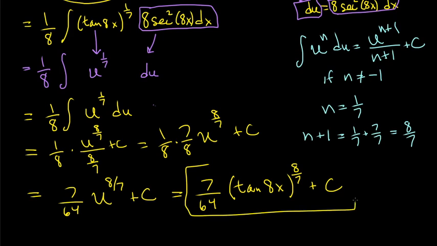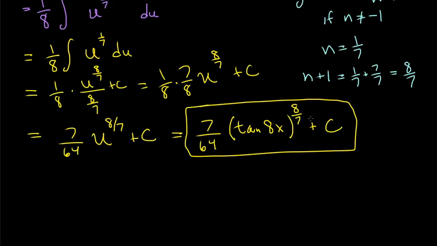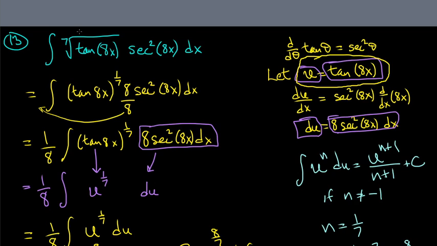And I think we're done. I think that's it. If you still want to put parentheses around the 8x, that's fine too. But it's the same as just tangent of 8x, right? And you should check. You should check by taking the derivative of this and checking to see that you get what it was originally, all of this, the integrand.